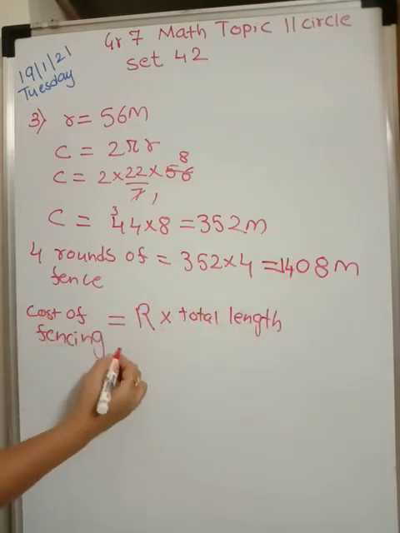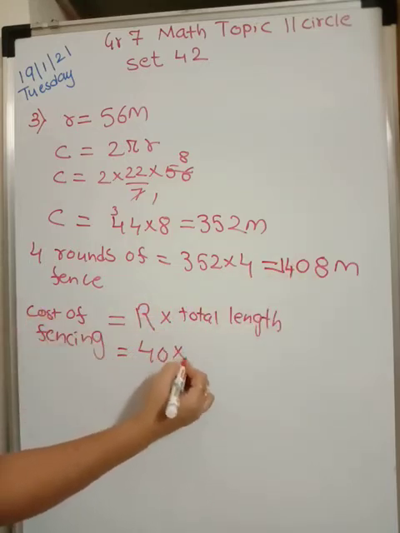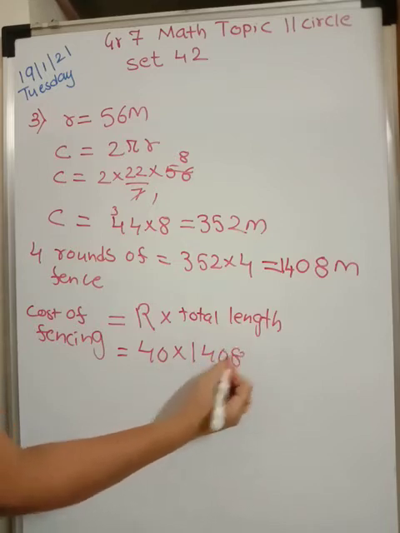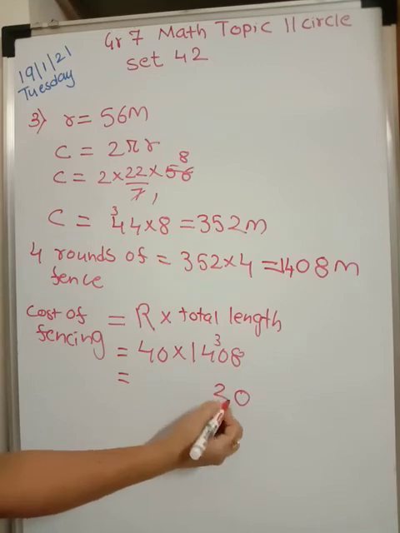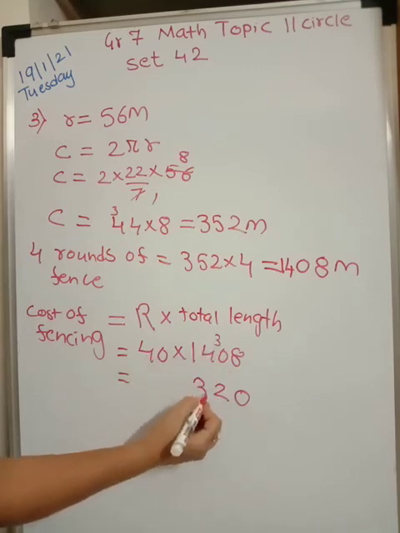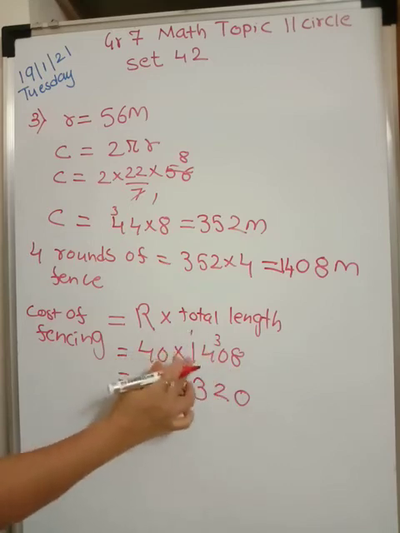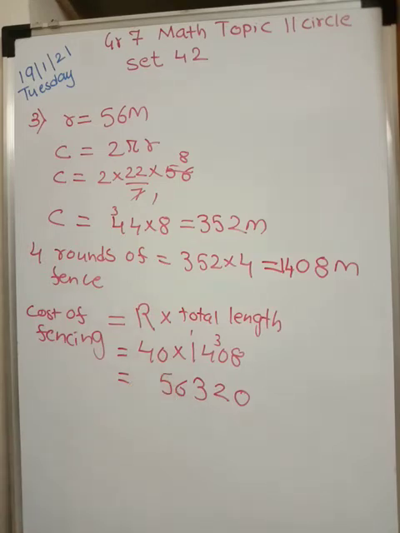So total length is this and the rate is 40. So it is 40 into 1408. So this 0 I am putting it over here. 4 8s are 32. 4 zeros are 0 and 3. 4 4s are 16. 4 1s are 4 and you have 5.